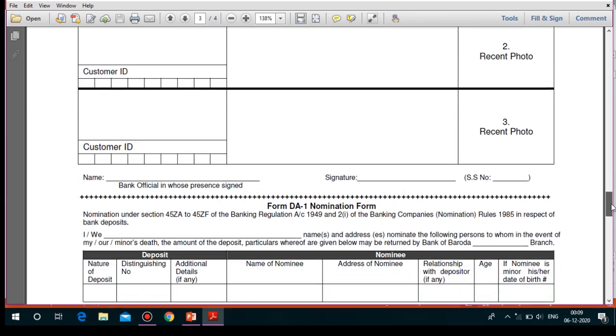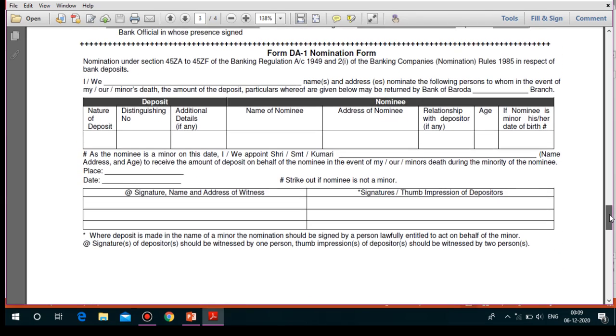This is not so much important. The main important part of the application form, while opening any deposit account, savings account, current account, fixed deposit account, recurring deposit account, is that the customer has to fill one nomination form. Now, this nomination is under Section 45ZA to 45ZF of the Banking Regulation Act 1949.